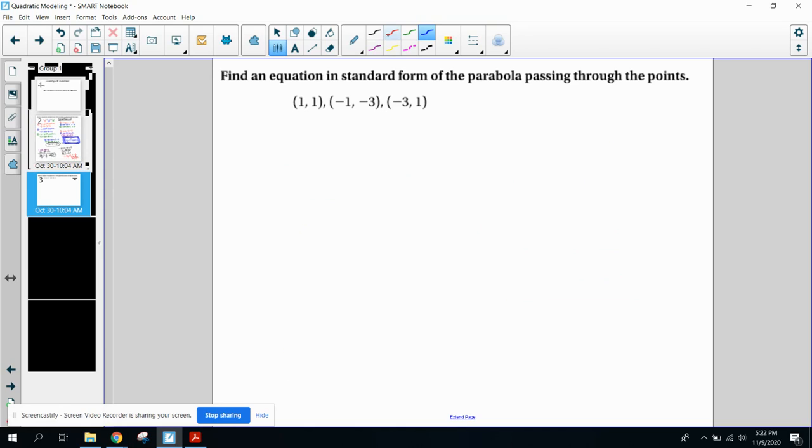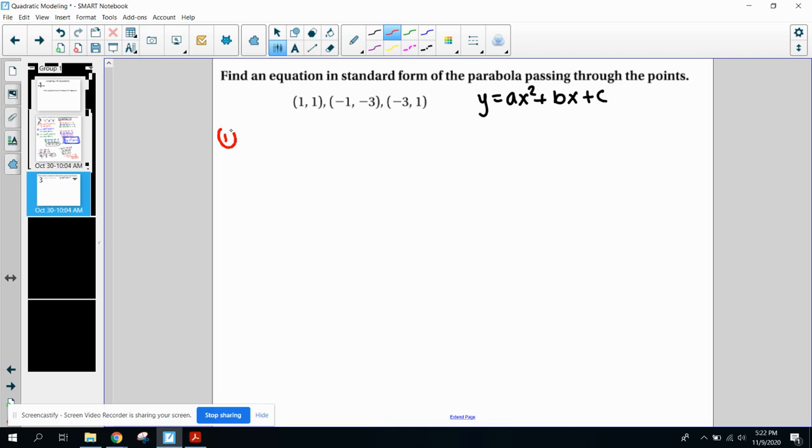Okay, so we're going to look at one more just to see if we understand. If you need another example, you can watch this. If you don't, then you can just try the homework problem. So again, we have y equals ax squared plus bx plus c. That's our goal. That's what we're trying to get it to be.